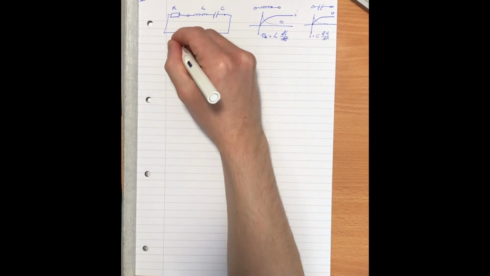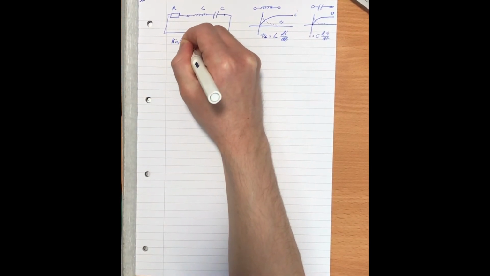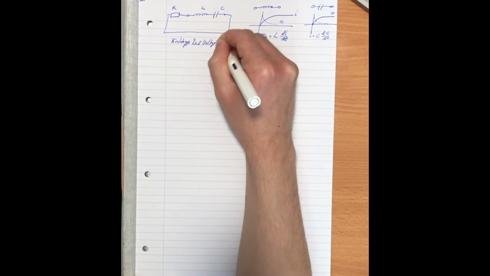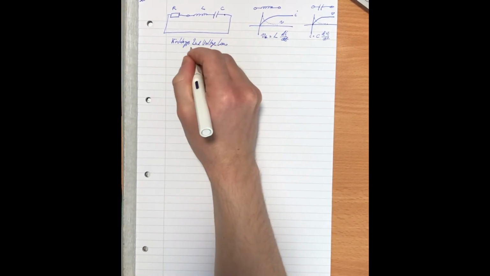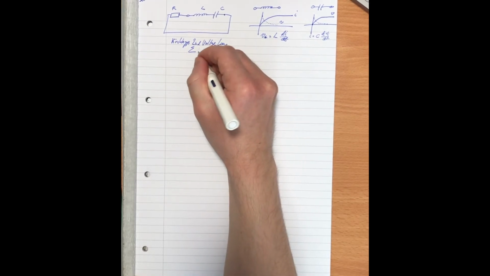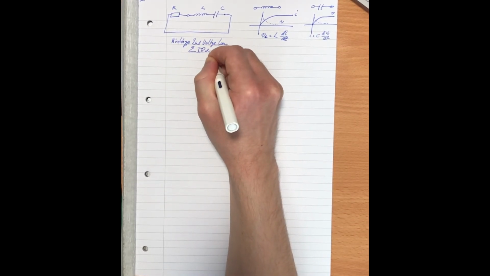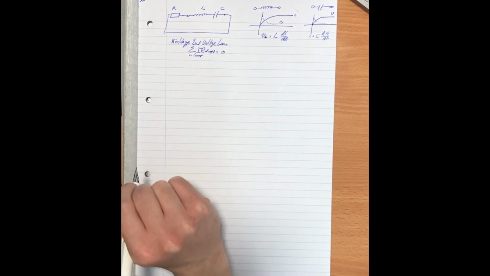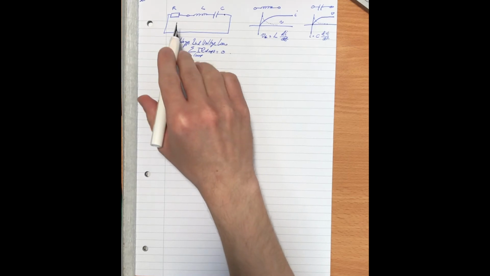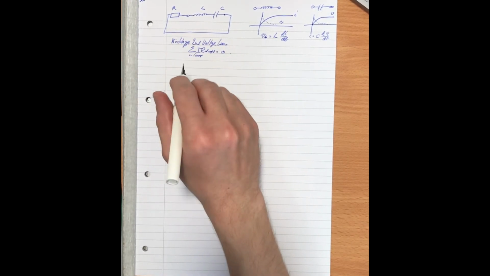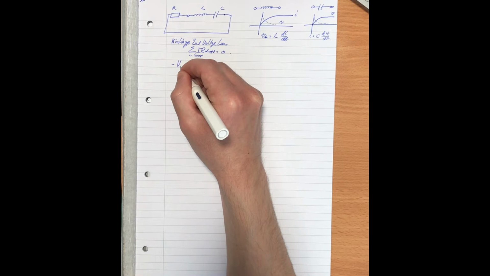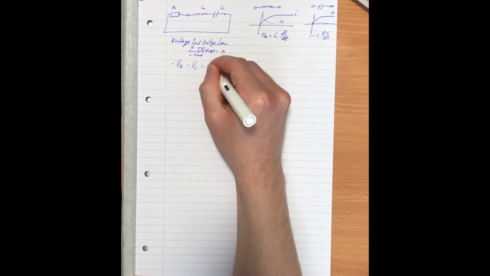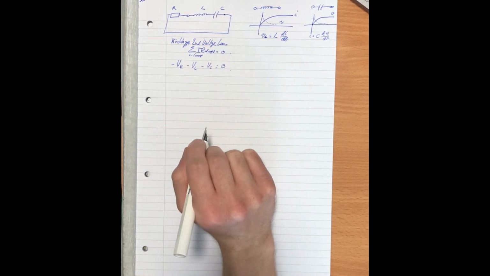So let's say Kirchhoff's second voltage law states that the sum of all IR drops around the closed loop equals zero. And we don't have any constant voltage source here. So we can say that the voltage on the resistor, minus VR minus VL minus VC, is going to equal zero.